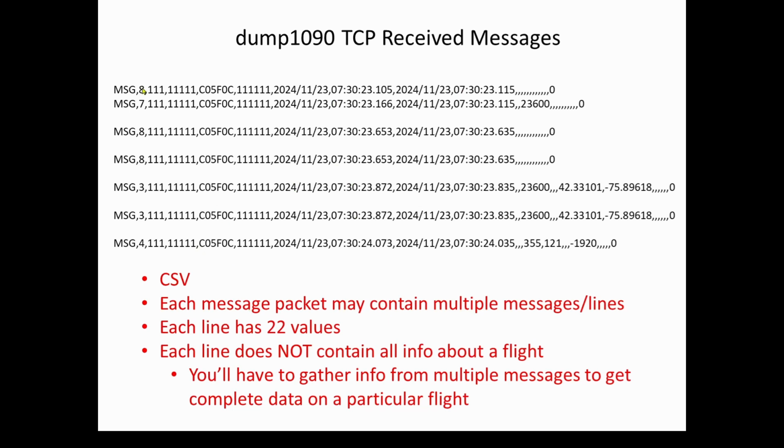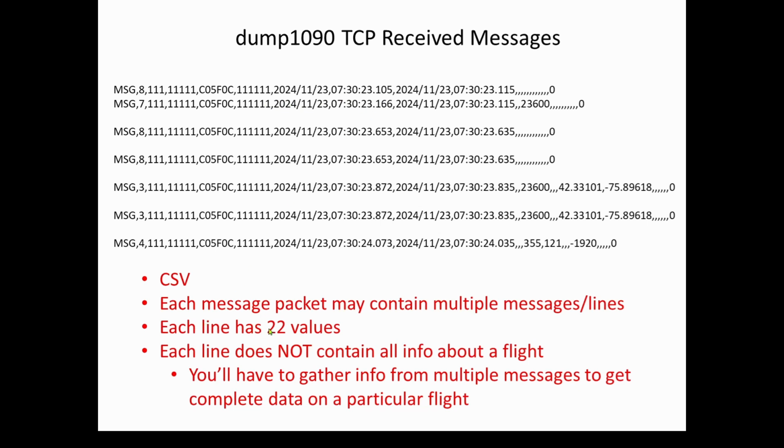Also, each message packet may contain multiple messages or lines. So for example, these two lines represent one packet of data that was received. When we query with TCP, it might send back these two lines. So we have to make sure that we know that each time we ask for something, it might contain multiple lines which we're going to have to parse. So we know it's CSV data. We know it might be multiple lines that we're going to have to parse.